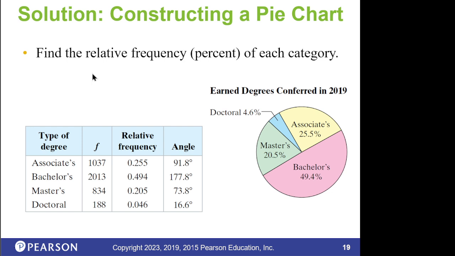And so 1,037 divided by 4,072 is 0.2546. So we round it up. And so that gives the relative frequency here. And if we multiply this by 360, we get the angle. And so we could sit here with a protractor and draw out the angles.